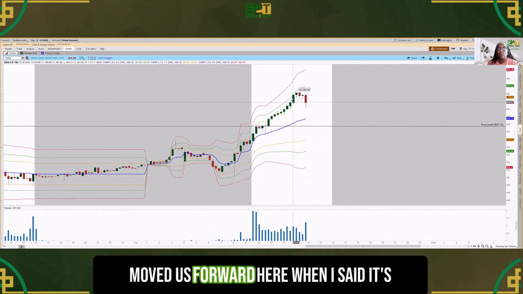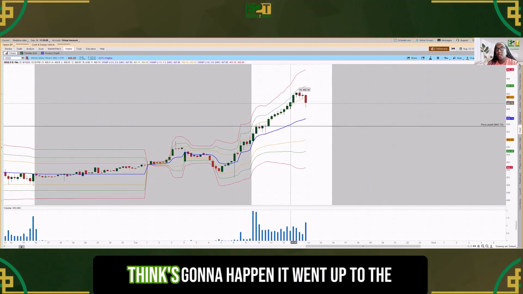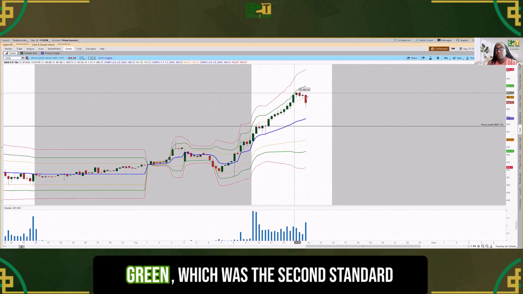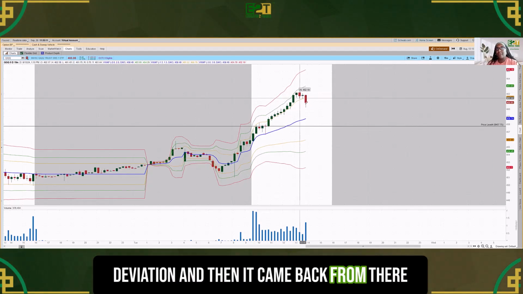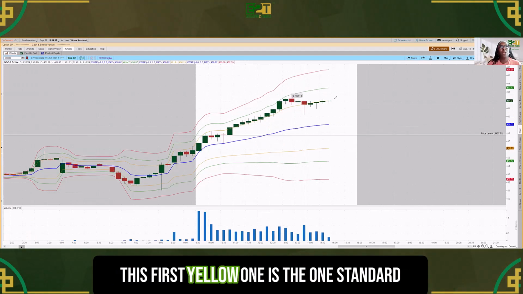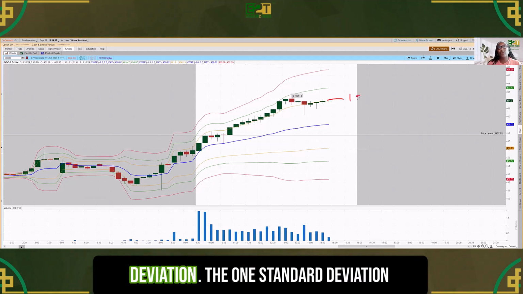This was where I moved us forward here. When I said it's hovering around the yellow, what do y'all think is going to happen? It went up to the green, which was the second standard deviation, and then it came back from there. This first yellow one is the one standard deviation.